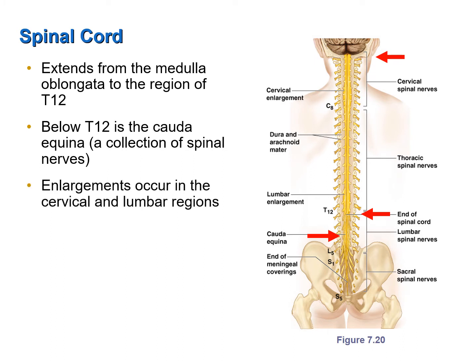There are two enlarged areas of the spinal cord where there are large numbers of motor neurons. The cervical enlargement contains motor neurons that serve the upper limbs, and the lumbar enlargement contains motor neurons that serve the lower limbs.